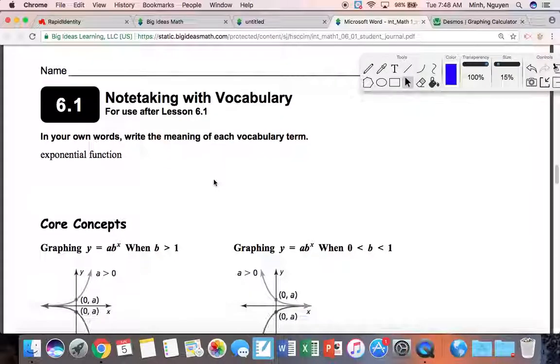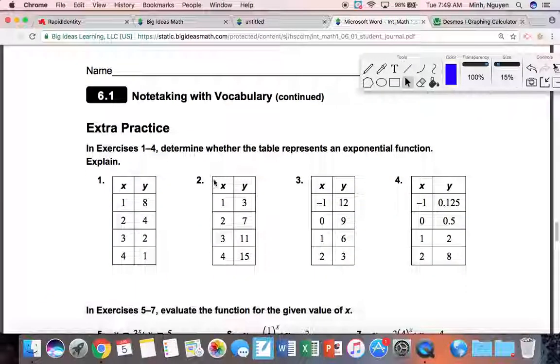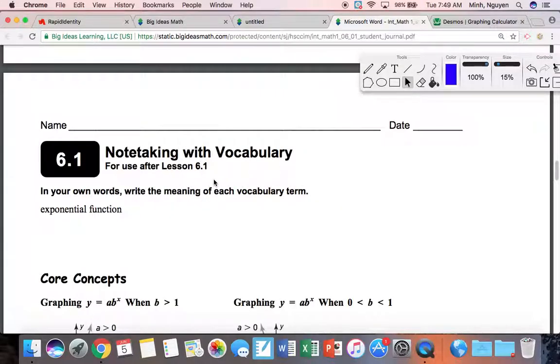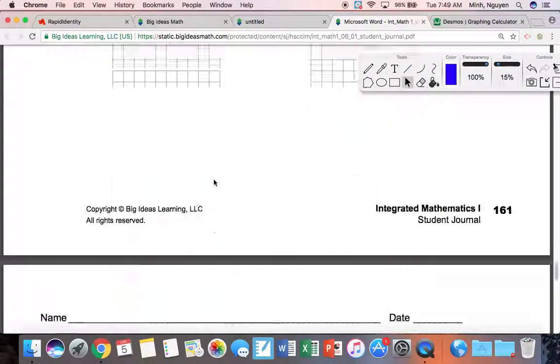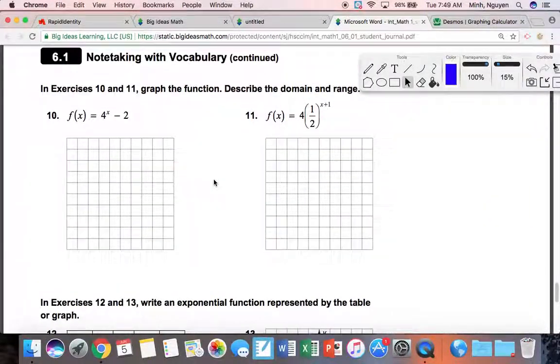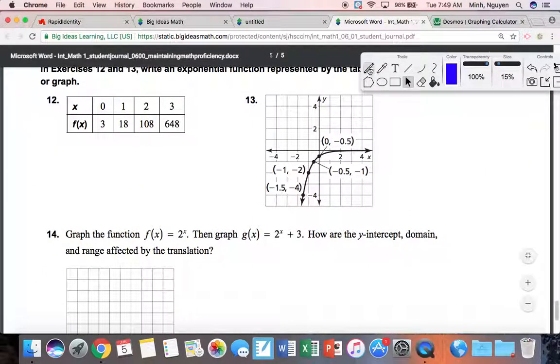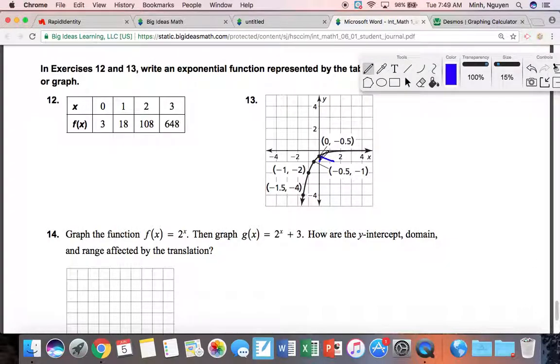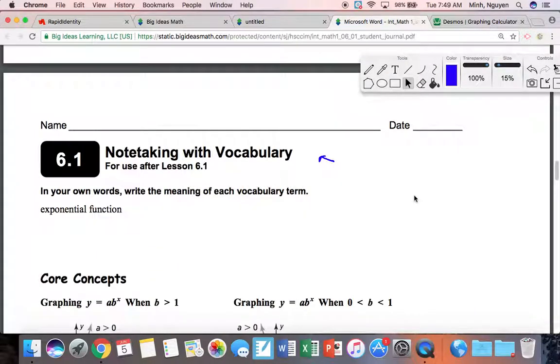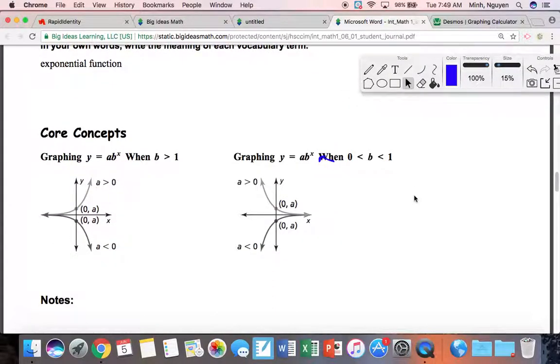Using things like this to help, knowing that the format looks like this: a times b to the x. So let's see. If we look at the y-intercept, what does that tell us? I'm going to go back to the journal, to the core concepts, so you guys could physically do it yourself. The y-intercept tells us what b to the x is being multiplied by. So that tells you your a, right? And then from there, whatever number it's being multiplied by, that's b.